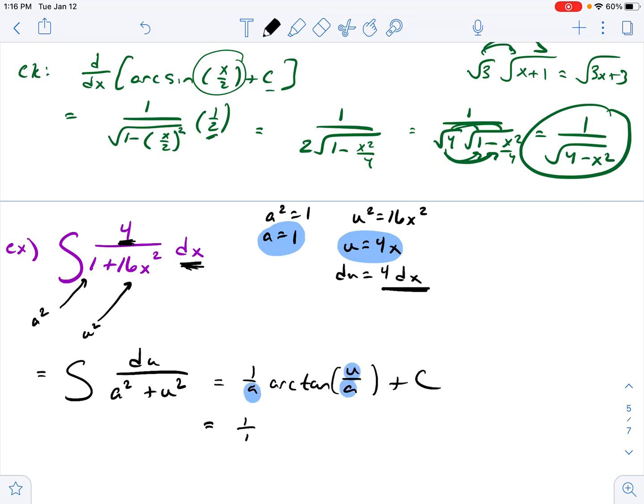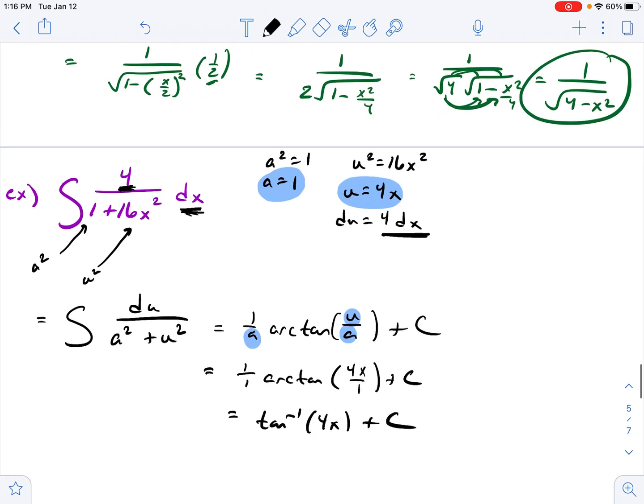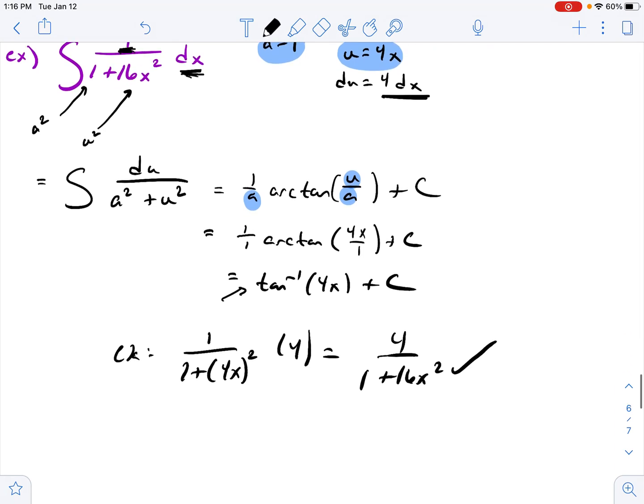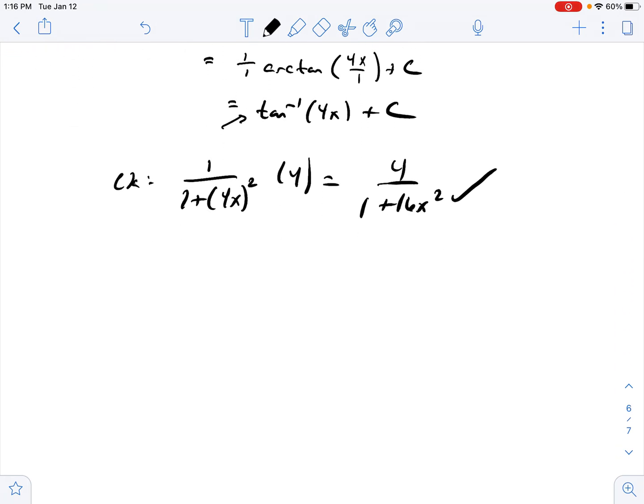So I'm getting 1 over 1 arc tan of 4x over 1 plus c, or in other words, inverse tan of 4x plus c. Okay, that's how that one comes out. And again, if you want to do a quick check, if I take the derivative of this, derivative of inverse tan is 1 over 1 plus whatever's in there squared times the derivative of the inside. Sure enough, I'm getting back what I started with. Okay, try another.